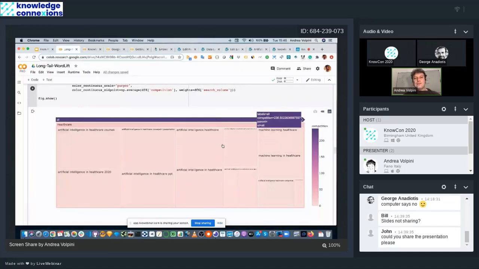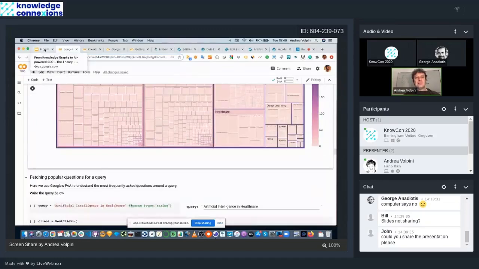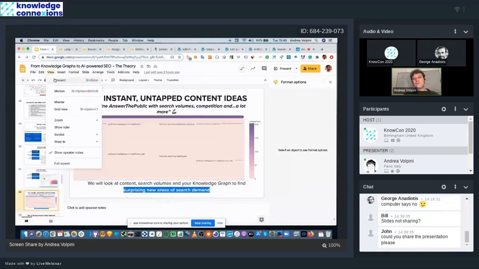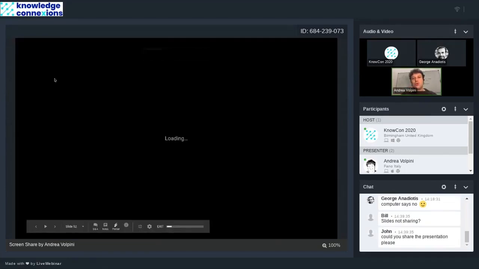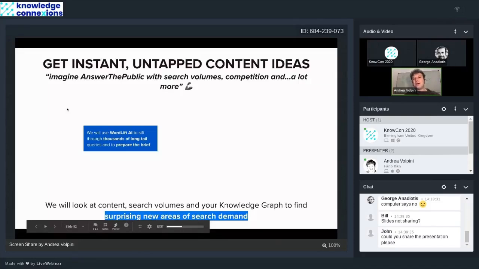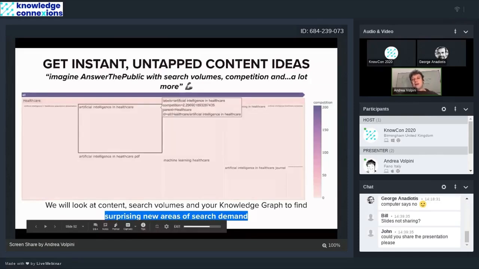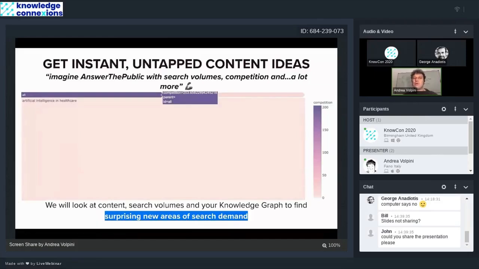so this is how we can detect the intent that we can write about. And as you've seen here, I have chosen an area by looking at the entities in my knowledge graph, by looking at the volume of searches, and by looking at the level of competition that I have within this specific long tail. Okay.